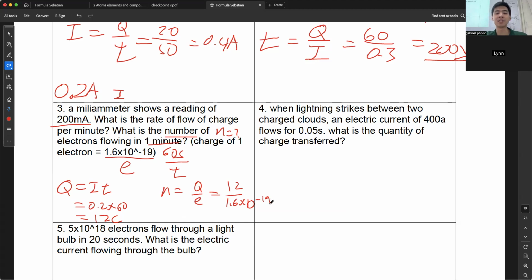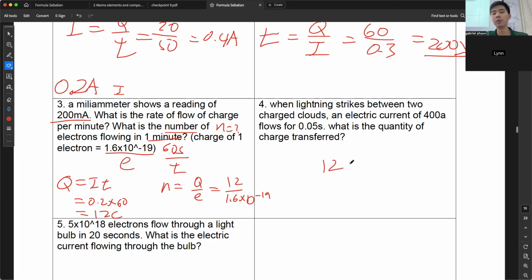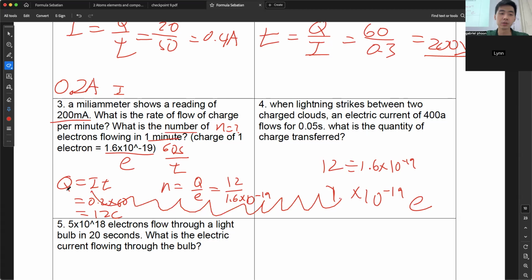Yes, I've seen a lot of you guys got that correct already. Do you know what you guys like to do in the calculator? 12 divided by 1.6 times 10 to the power of negative 19. Do you know in your calculator, they'll divide this first, and then they'll only times this? And that's why some of you guys get a horrendous answer of 7 point something times 10 to the power of negative 19 electrons. Not only is it smaller than 1, it's 0.00000000071 electrons.